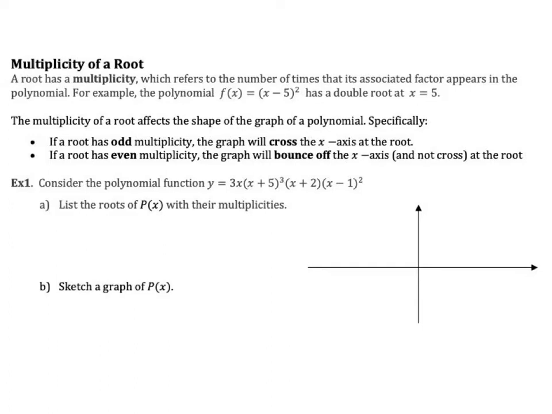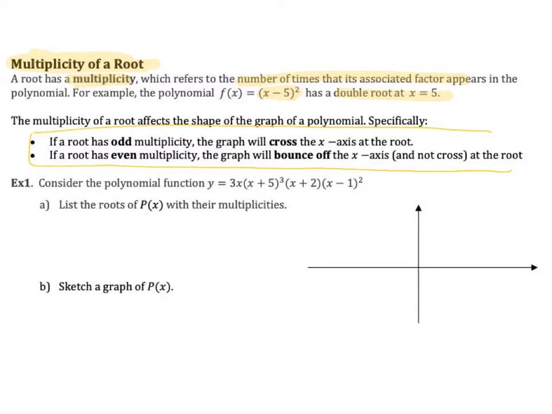Okay, so let's talk more specifically about the multiplicity of a root. A root has multiplicity, which refers to the number of times its associated factor appears in the polynomial. So here, if you have x minus 5, the quantity squared, then that means 5 is a double root. Something specific happens in our graph when we have even roots versus odd roots, single roots versus triple roots versus double roots versus quadruple roots. This information is going to be very helpful when you are sketching your graph, so you're going to refer back to this probably until you get the hang of it.